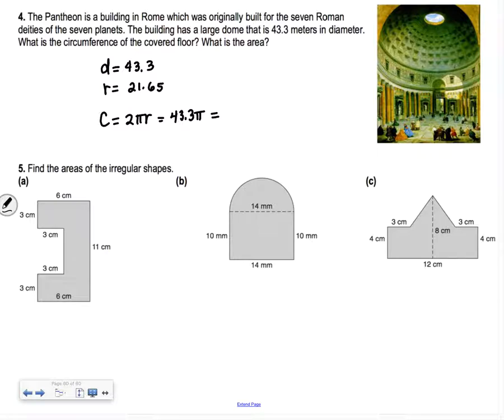you can round. So let's say I want 3 decimals. So when in doubt, do 3 decimals, because that's pretty common in math class to use 3 decimals. AP Calculus requires that. So we're going to say 136.031 meters.